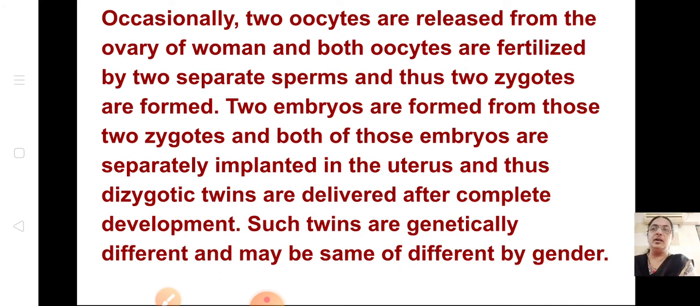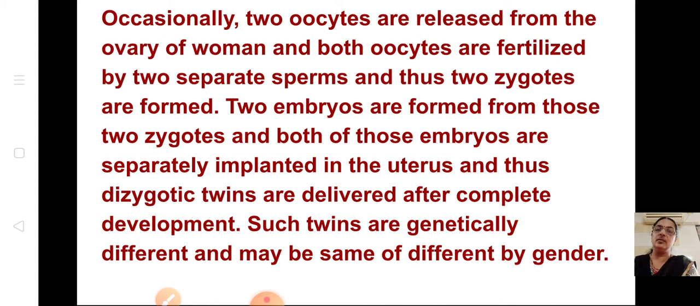But here two oocytes are released from the ovary of the woman, and both oocytes are fertilized by two separate sperms, and thus two zygotes are formed. There is no division of the embryo in this. I told you, in every month only one oocyte is usually developed, but sometimes by chance two are developed and two are released into the uterus, and many sperms are in the uterus.